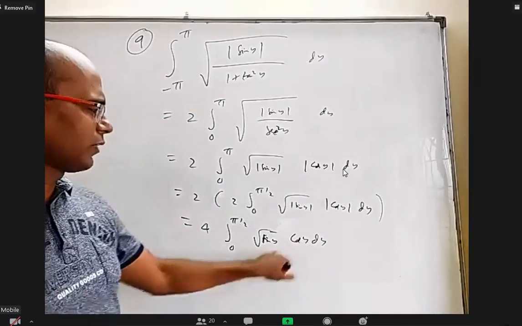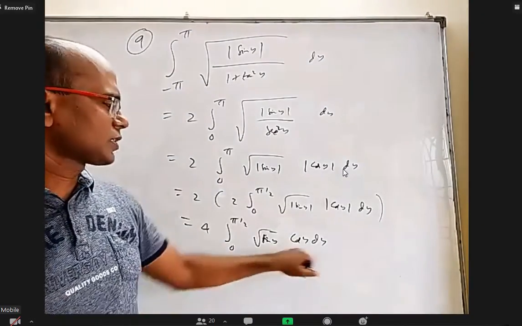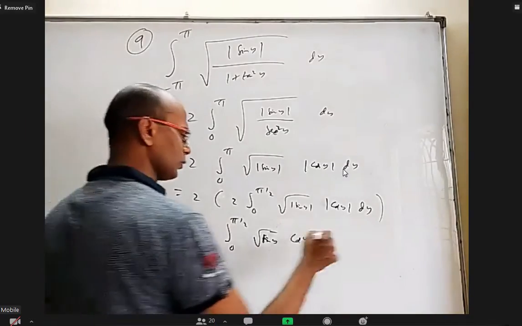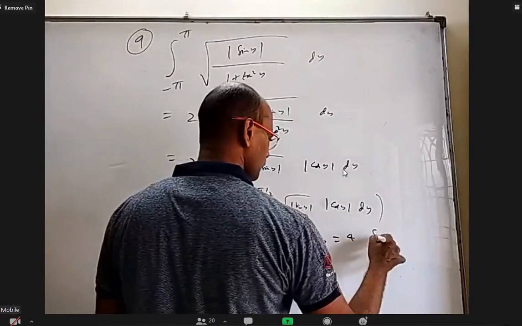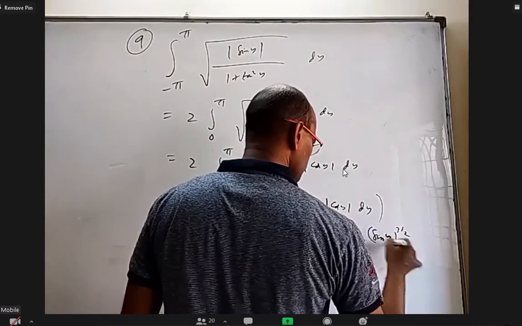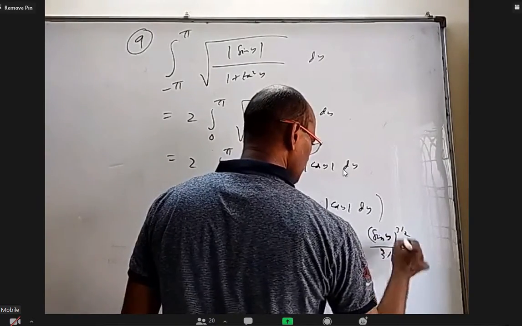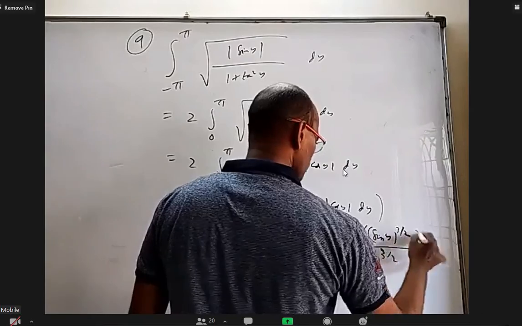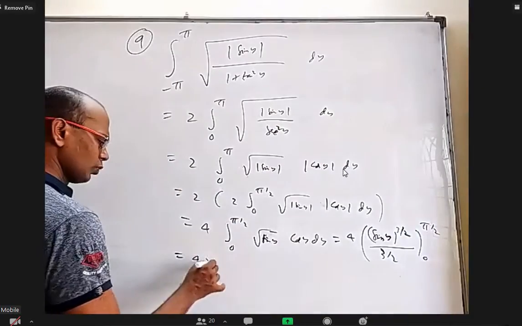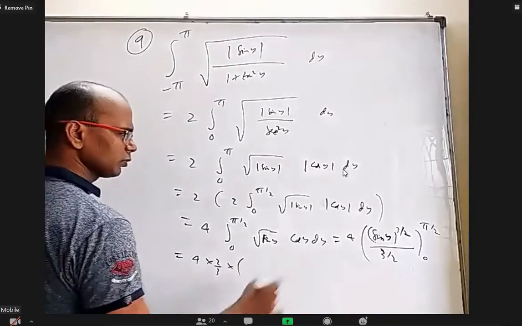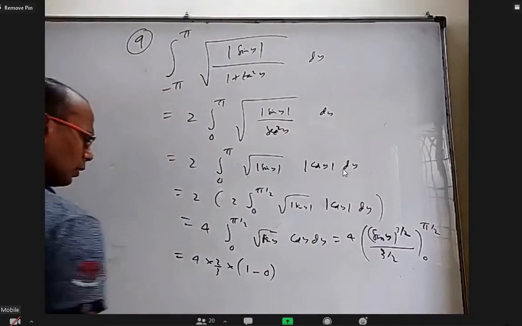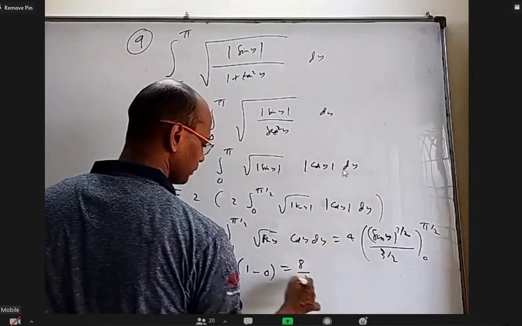Very neatly, for sin y the derivative is cos y. If I take this as t, this is dt, root t dt. So root t integral is t power 3 by 2 by 3 by 2. So 4 into sin y whole power 3 by 2 by 3 by 2 from 0 to pi by 2. So 4 into 2 by 3 into, when I put 90, it will become 1, when I put 0, it will be 0. Which is simply 8 by 3.